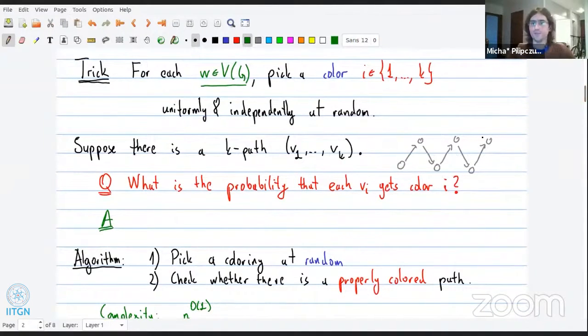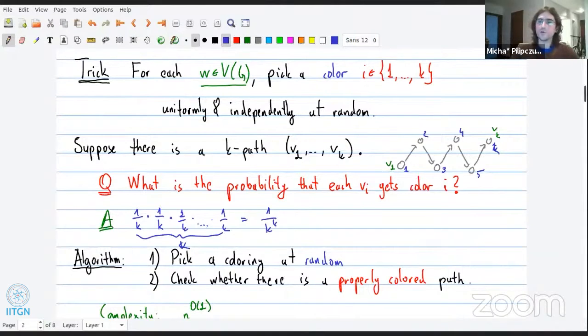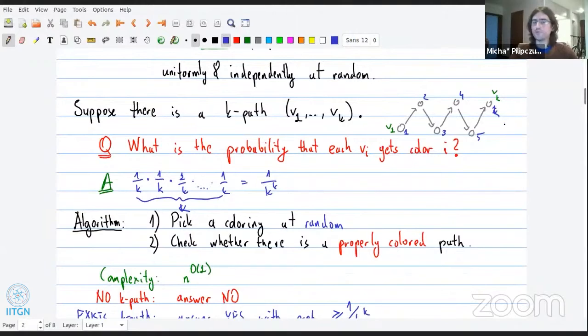So suppose that there is indeed a k-path looking like that in my graph, v1 up to vk. What is the probability that under this random coloring, this k-path is colored as we want, with colors 1, 2, 3, 4, 5, 6, up to k, right? Well, the first vertex is colored properly with probability 1 over k. The second vertex, independently of this, is also colored properly with color number 2, with probability 1 over k, because there's one choice of color out of k many, right? And so on and so on. The path has length k, right? So the probability is 1 over k to the k. So if there exists a k-path in my graph, then with probability 1 over k to the power k, this k-path is properly colored, right?